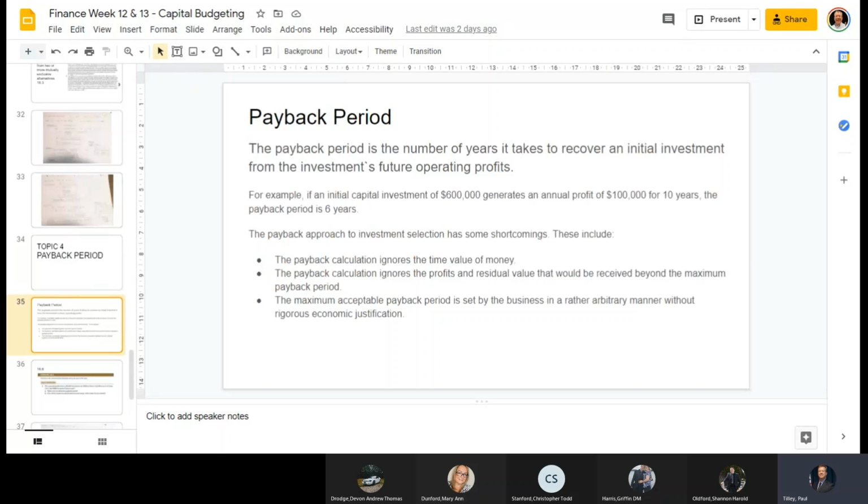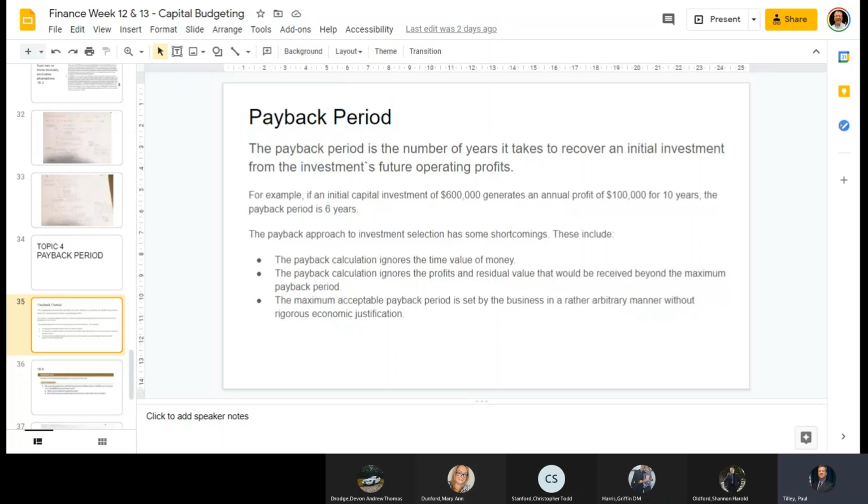So what we have going on there is we have put $600,000 into something. It's going to generate $100,000 a year for 10 years. And if we think about it, $100,000 a year will pay back $600,000 after 6 years. In other words, the payback period on this particular project is 6 years. There's no more to it than that.